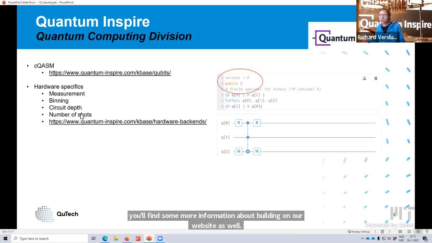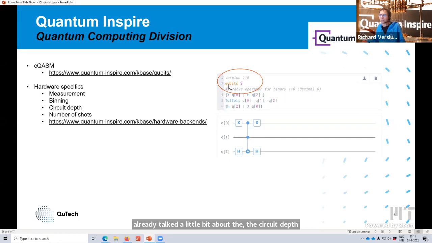I already talked a little bit about the circuit depth with the number of qubits. One other thing that you have to take care of is the number of shots.